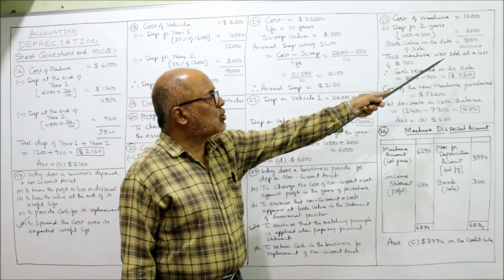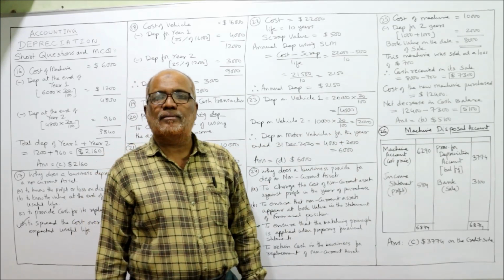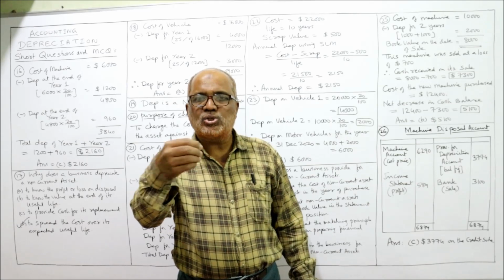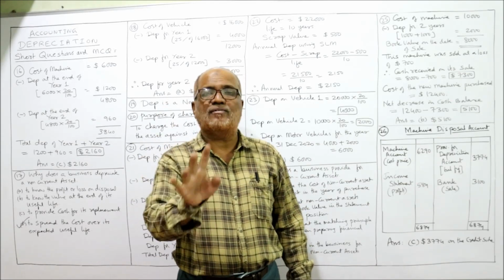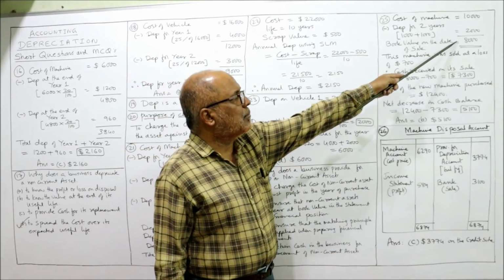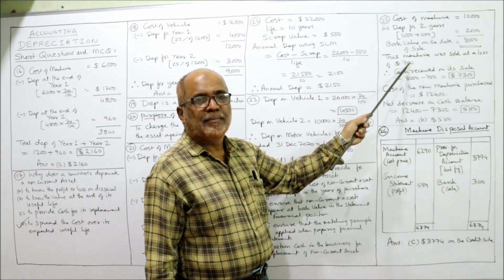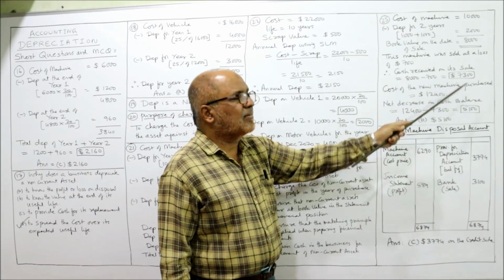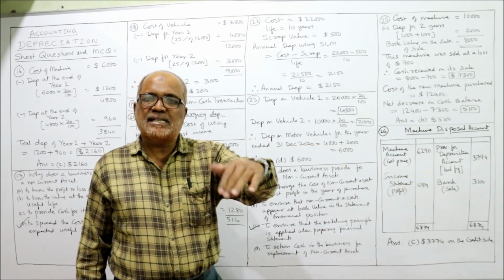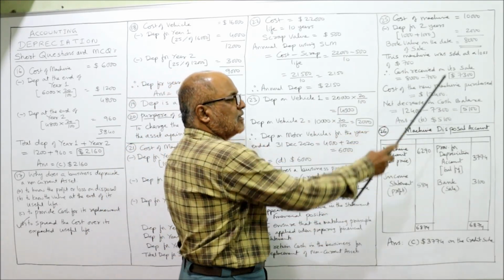And this machine was sold at a loss of 700. $8,000 worth of machine was sold at a loss of 700. That means how much cash we got? 8,000 minus 700, you will get 7,300 cash. So cash received on sale of the machine is 7,300.